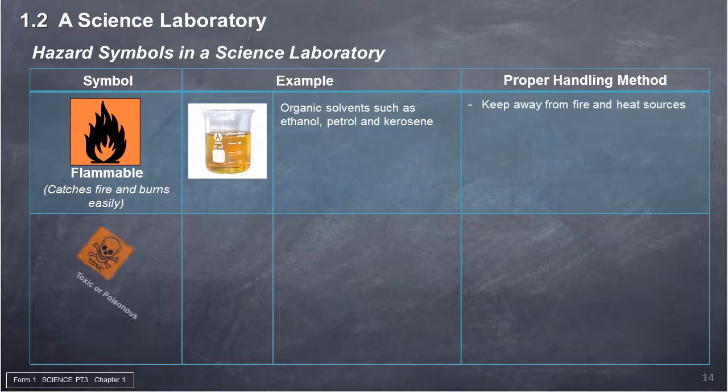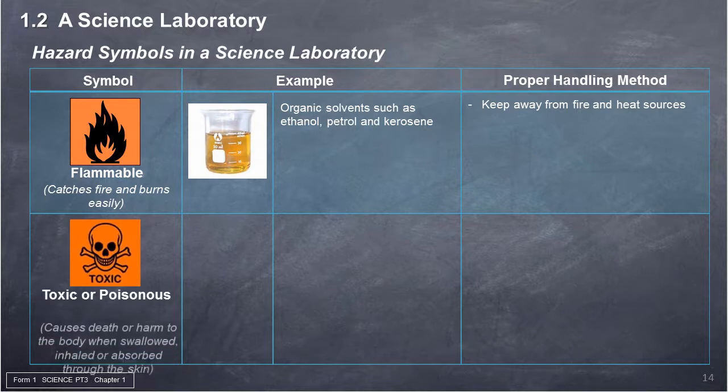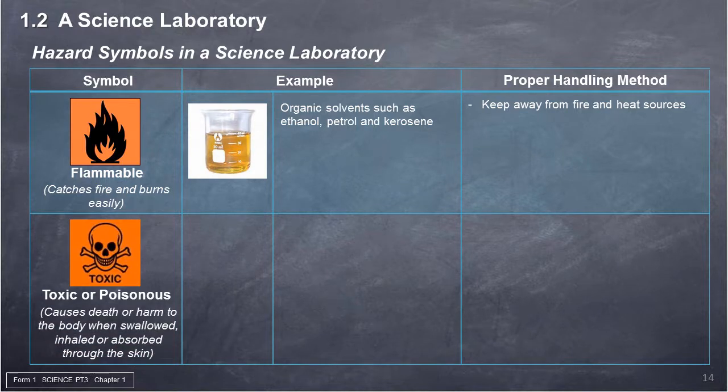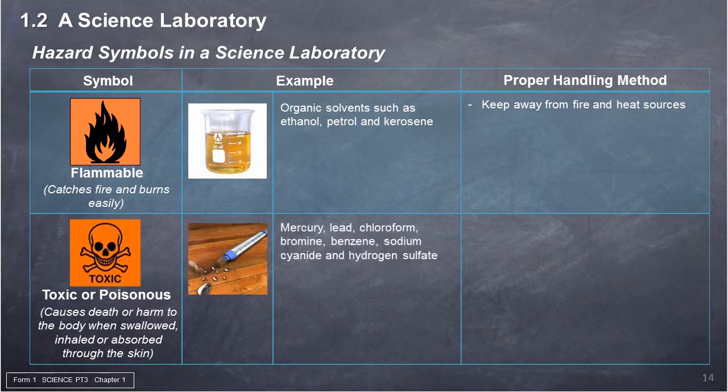Symbol. Toxic or poisonous. Causes death or harm to the body when swallowed, inhaled or absorbed through the skin. Example. Mercury, lead, chloroform, bromine, benzene, sodium cyanide and hydrogen sulfate. Proper handling method. Do not taste or touch it. Follow instructions given when using it.